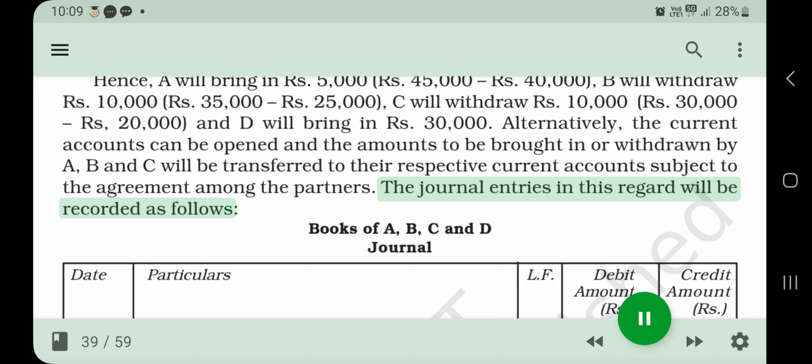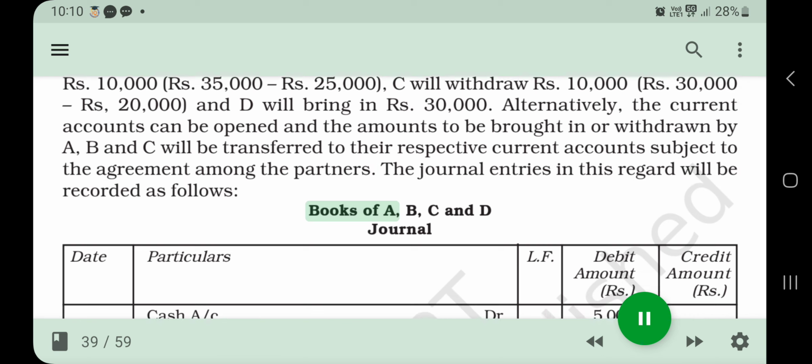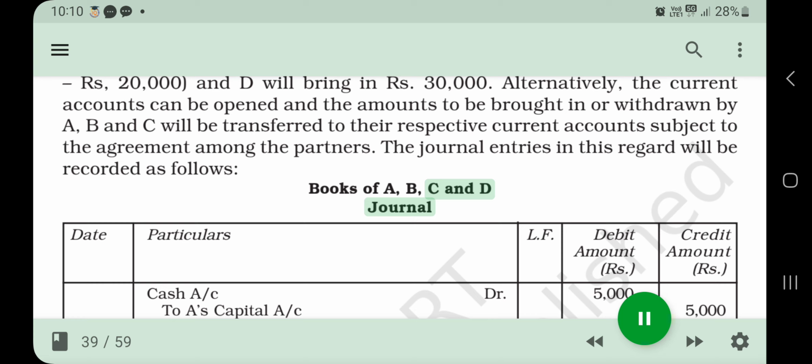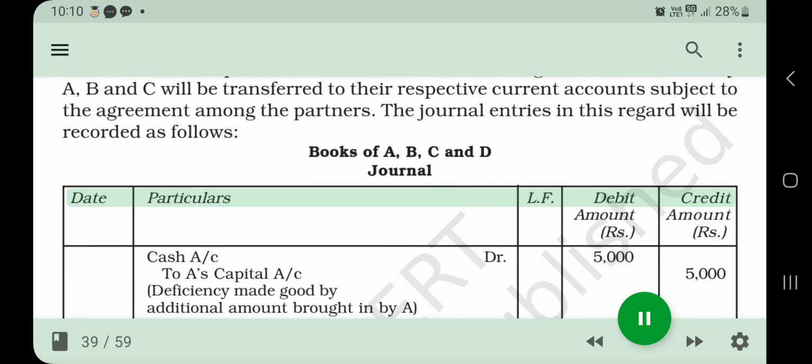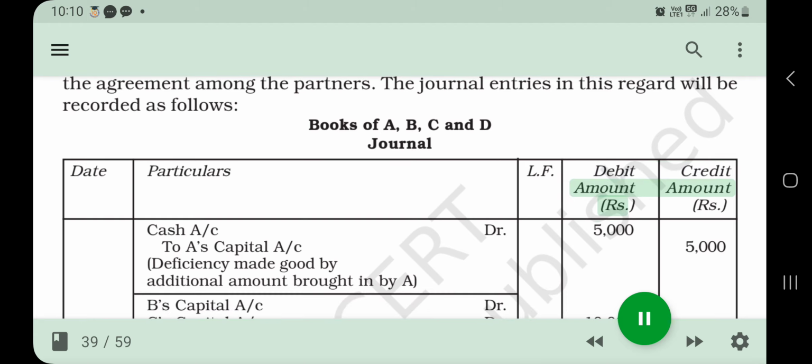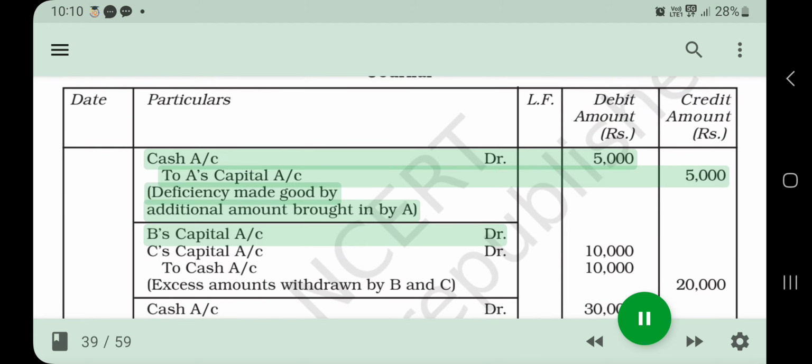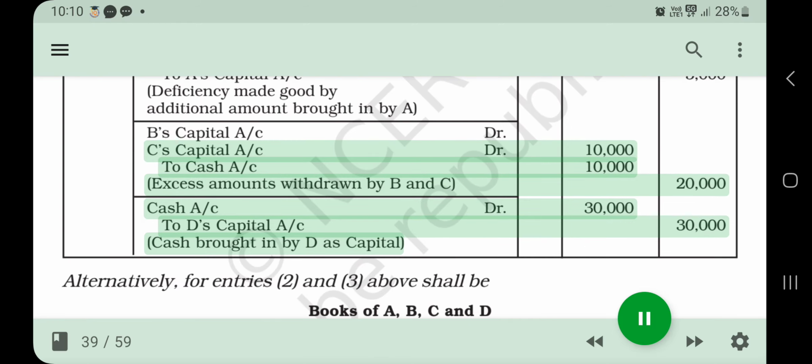The journal entries in this regard will be recorded as follows. Books of A, B, C and D. Journal. Date, Particulars, LF, Debit, Credit, Amount Rs. Cash A/c Dr. 5,000 to A's Capital A/c 5,000, deficiency made good by additional amount brought in by A. B's Capital A/c Dr. 10,000, C's Capital A/c Dr. 10,000 to Cash A/c 20,000, excess amounts withdrawn by B and C. Cash A/c Dr. 30,000 to D's Capital A/c 30,000, cash brought in by D as capital.